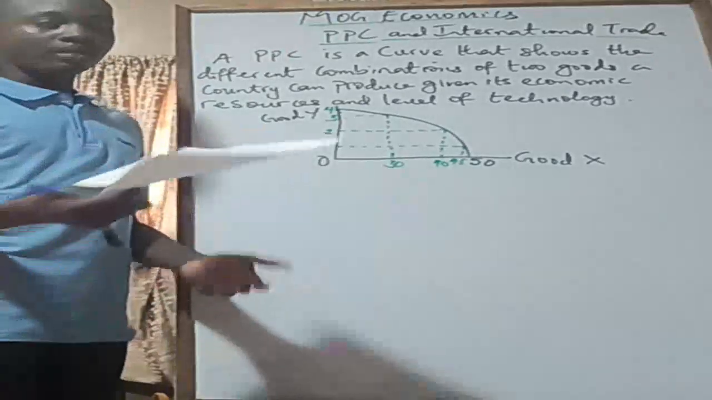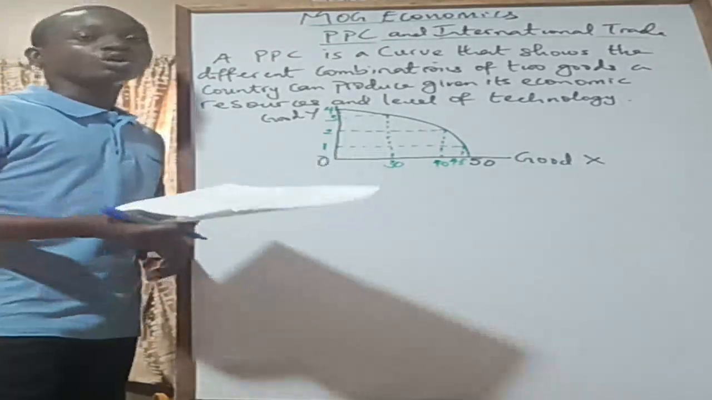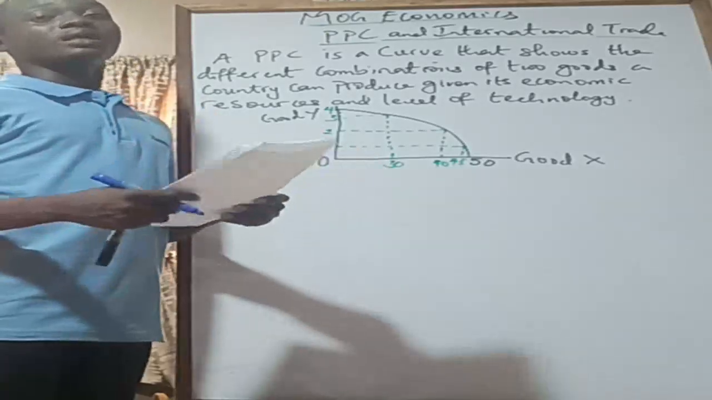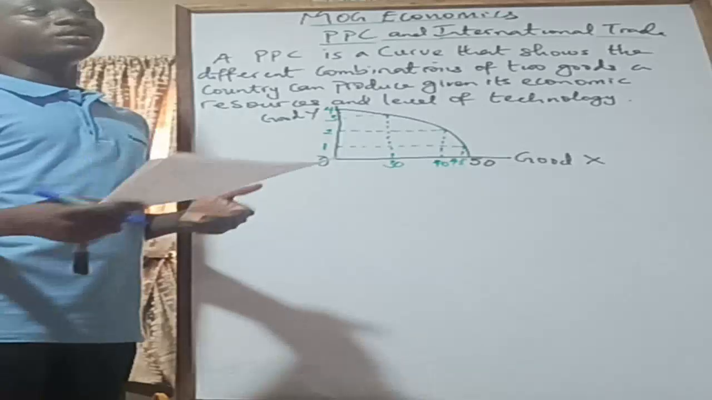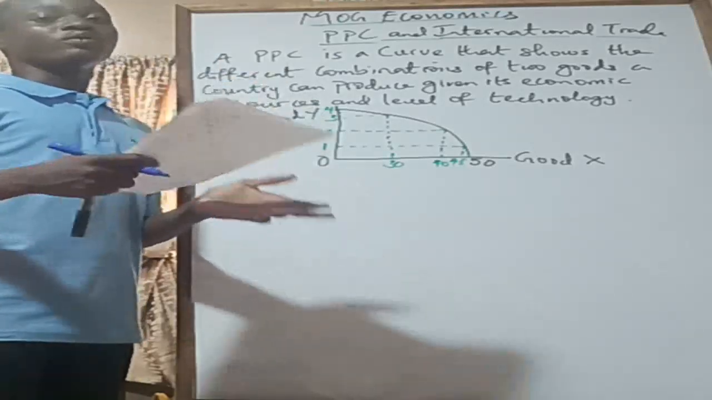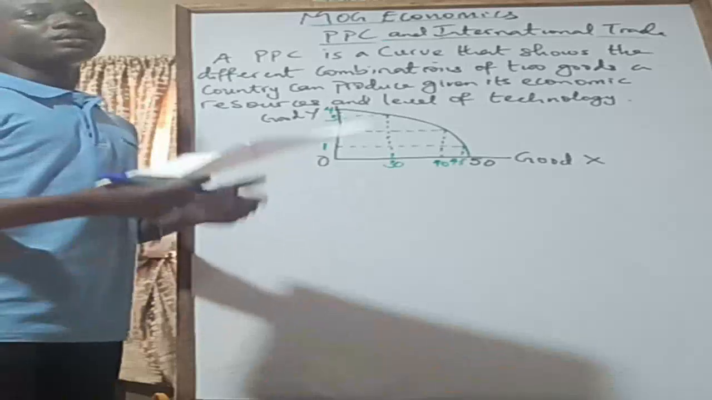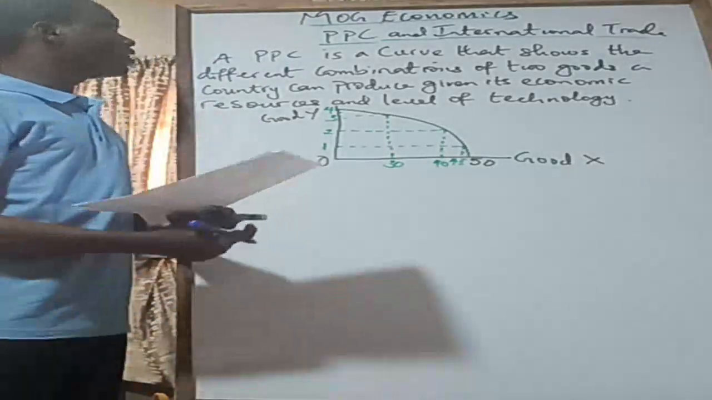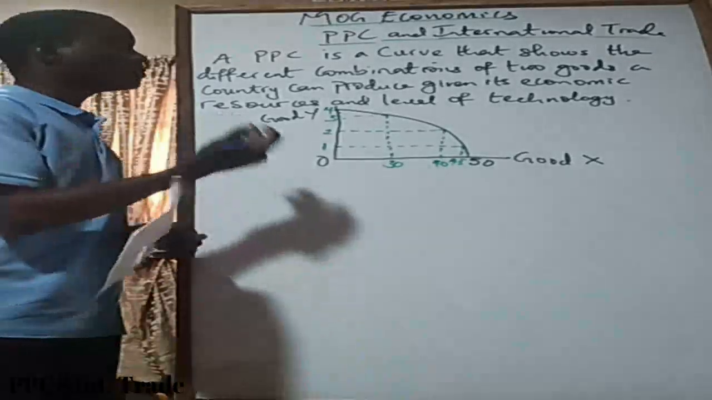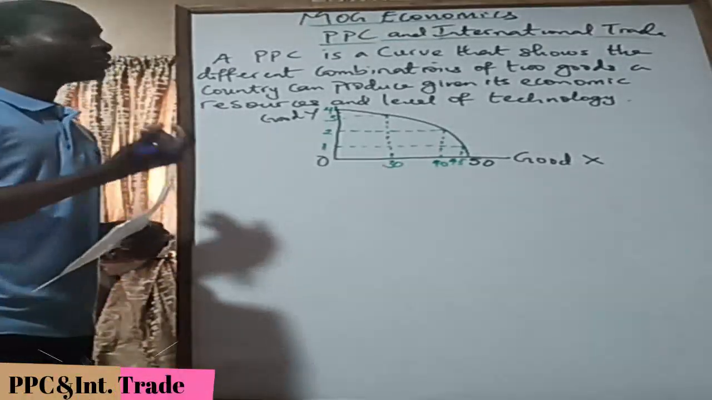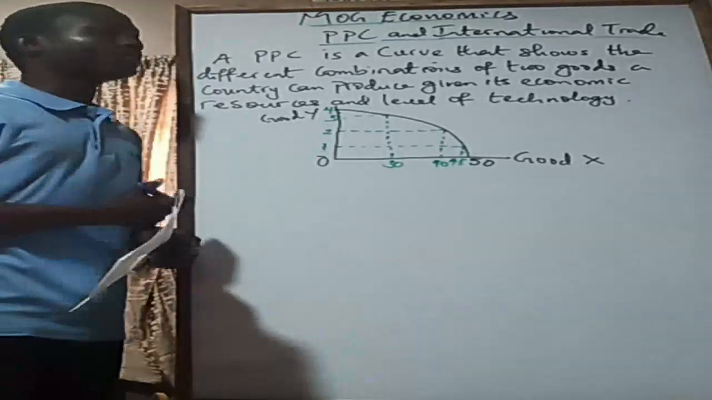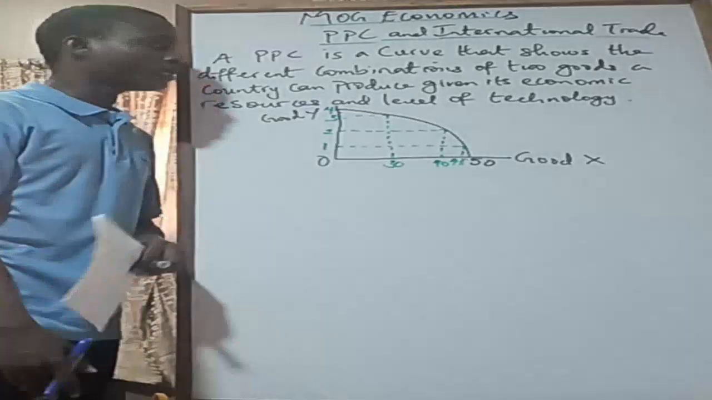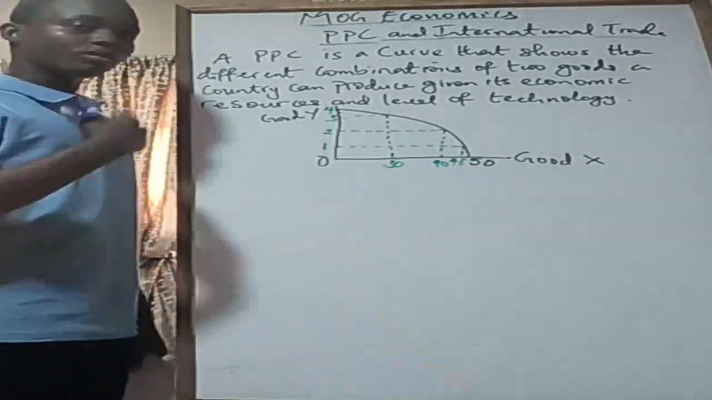Now, what does it mean, right? So the PPC is basically a curve that shows the different combinations of two goods that are produced in an economy, or that can be produced in an economy, given the economy's level of economic resources and technology, right? So I have it on the board here in case you want to write. A PPC is a curve that shows the different combinations of two goods that a country can produce given its economic resources and level of technology. So all of this may look like, oh wow, it's a very long thing, right? So it's okay. Let's go back once again.